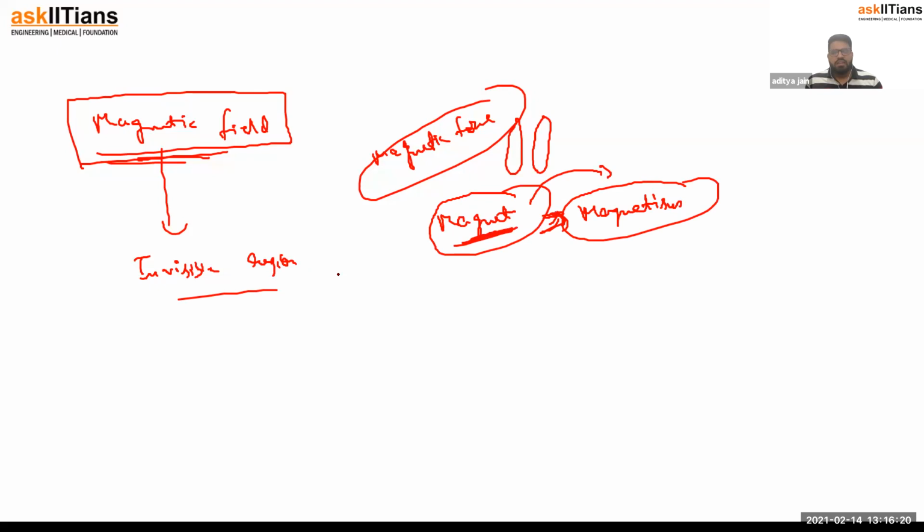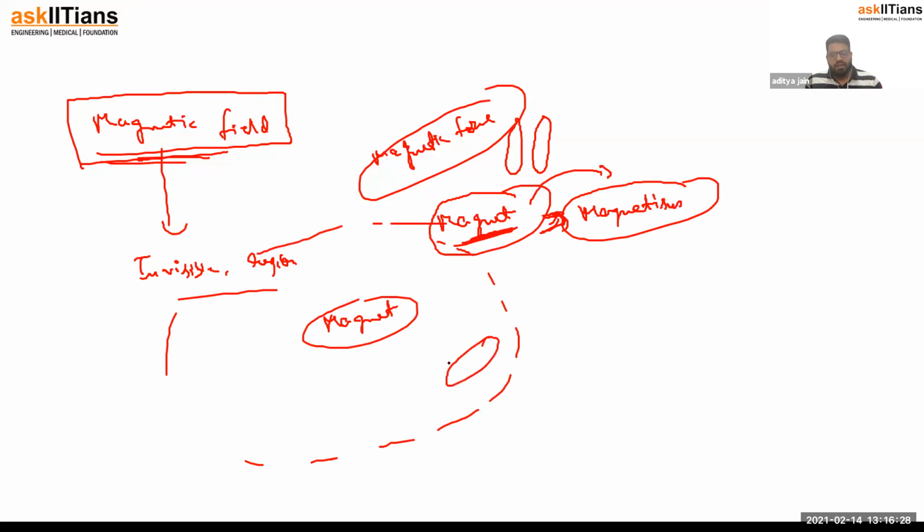And magnetic field is the invisible region around a magnet. Suppose this is a magnet, so this is the region around a magnet in which if you bring any other magnet, or any iron material, it will experience either attraction or repulsion. That invisible field around a magnet is known as magnetic field.